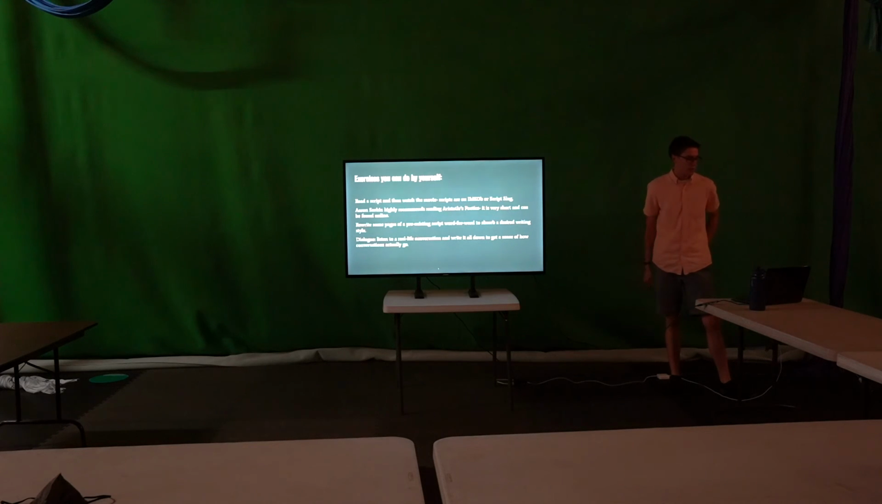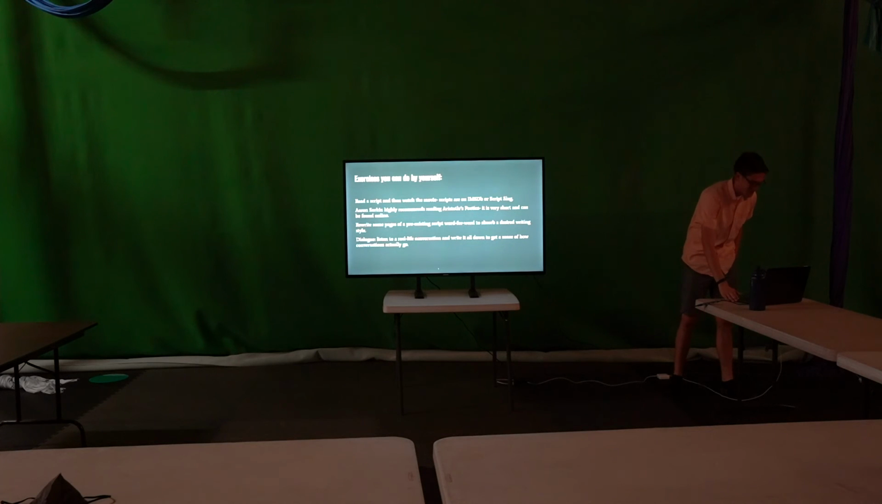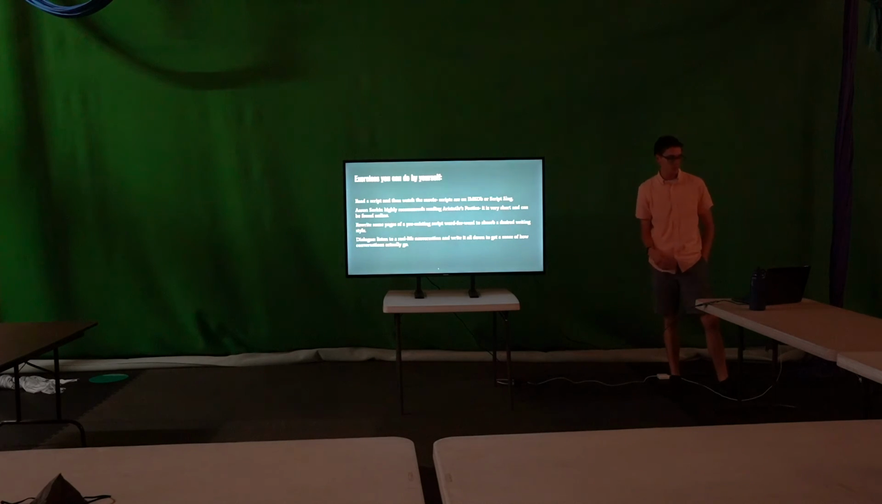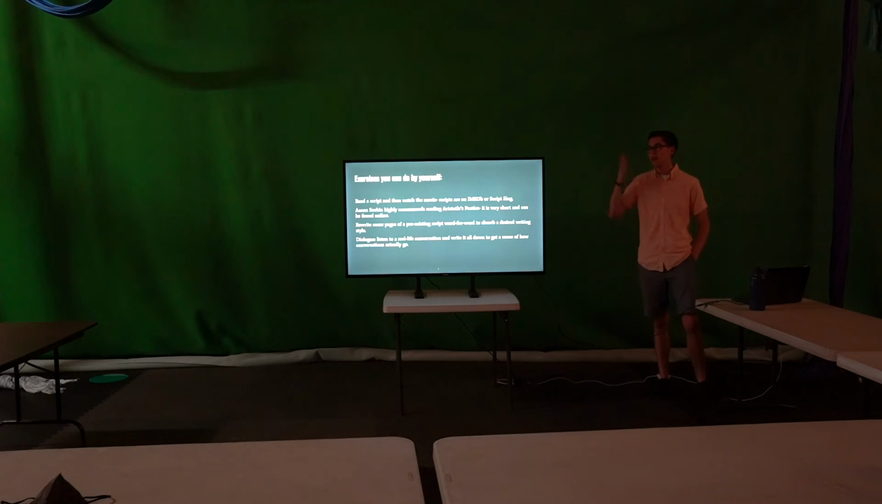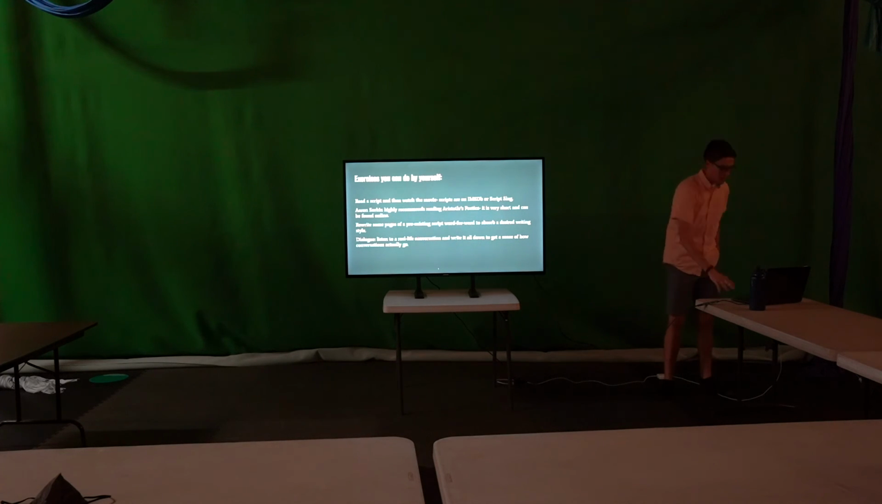Rewrite some pages of a pre-existing script word for word. You can maybe just do that for a scene or for however long you want if you want to absorb a desired writing style. If I want to write dialogue like Aaron Sorkin, I might look at one of his scripts and just type out exactly what he has just to get a sense of how it might go. I don't know if that's worked, I've never done it, but it's an exercise you can do. And then for dialogue, you can listen to a real life conversation and write it all down to get a sense of how conversations actually go and how they look on paper.